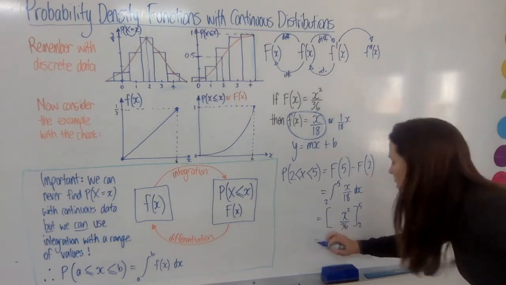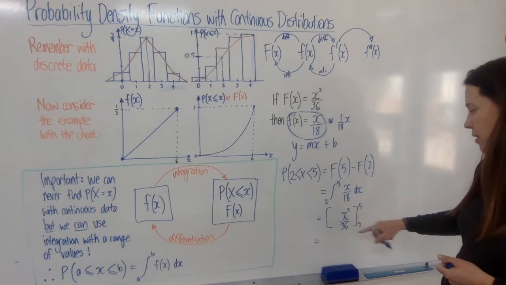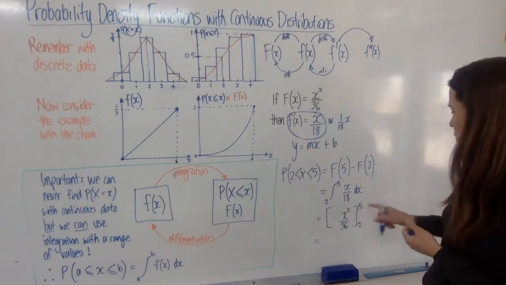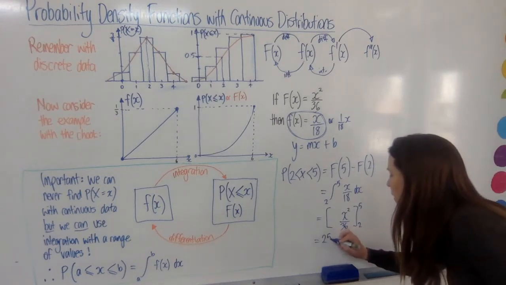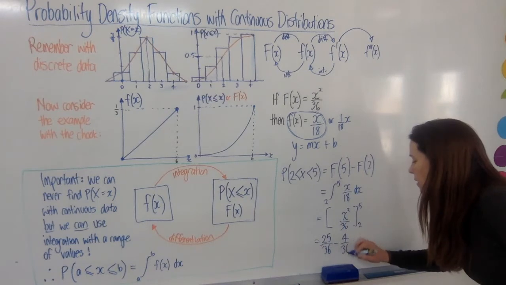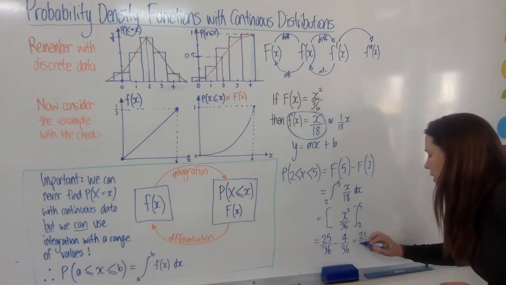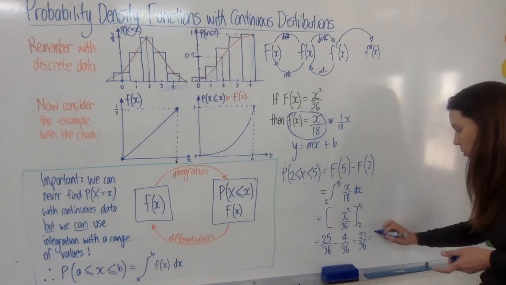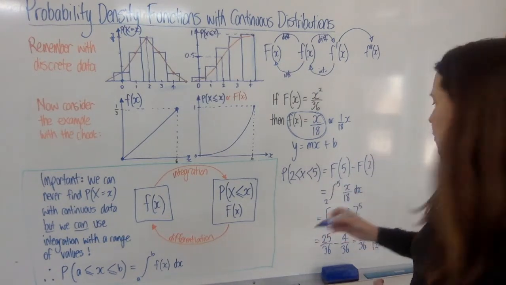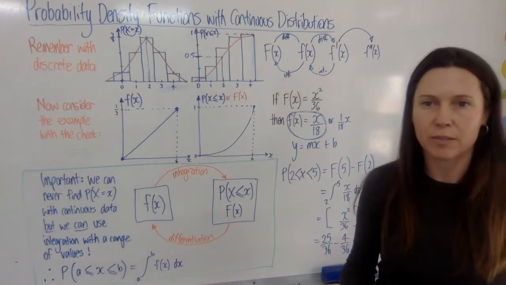And then I just need to sub in the 5 for x and subtract the subbing in of the 2, which is the same method that we used before. So I'd end up with 25 36ths minus 4 36ths. And I get the same answer that I got last time, 21 36ths or 7 12ths. So now I've got a formal way of setting this out.